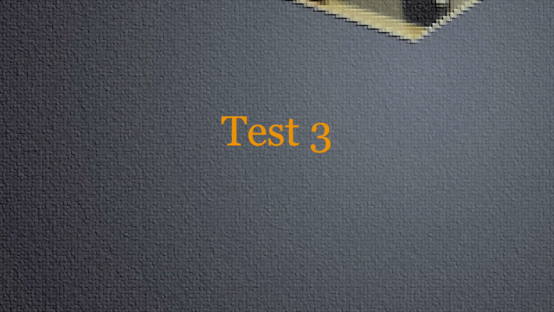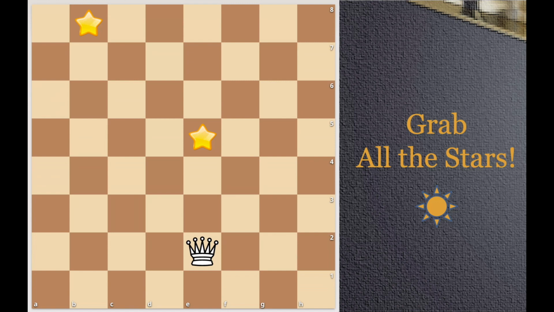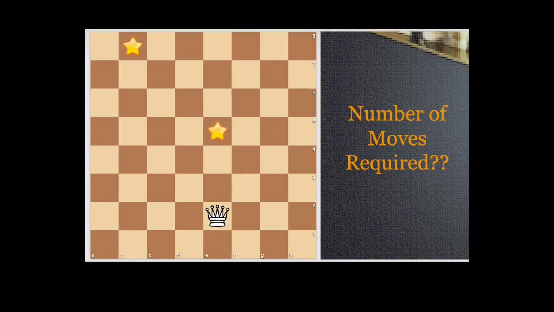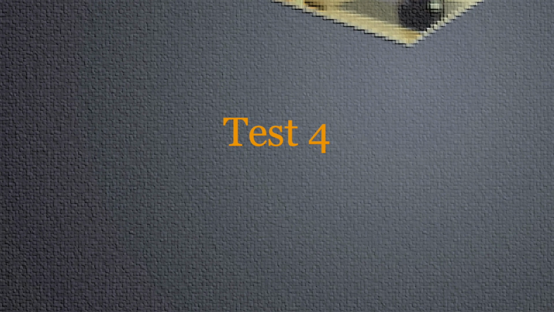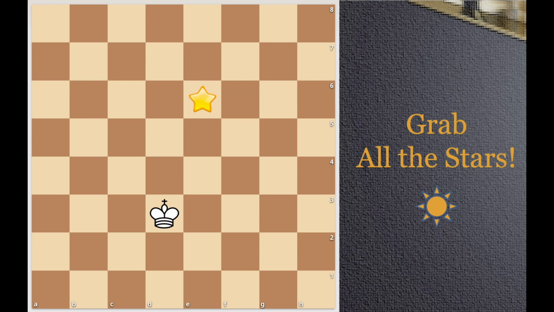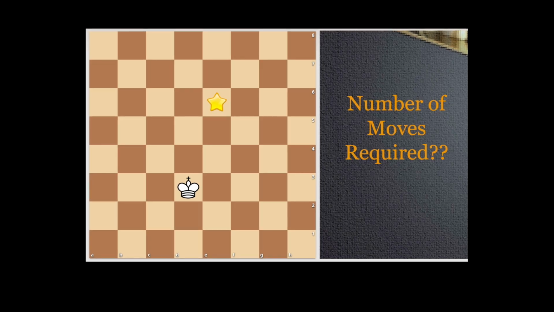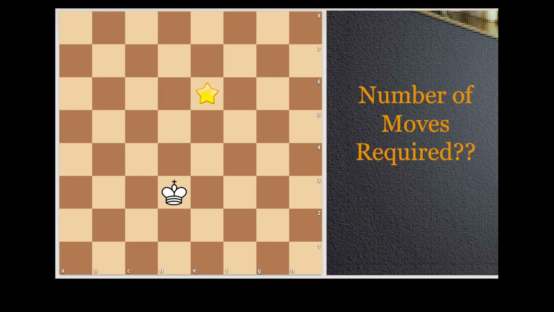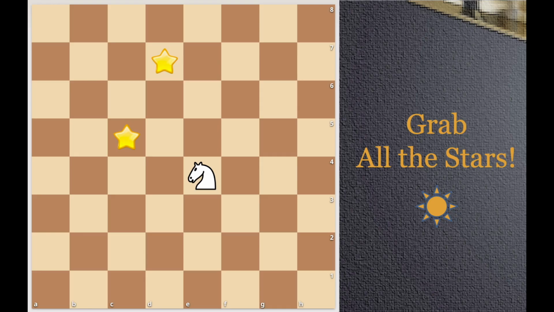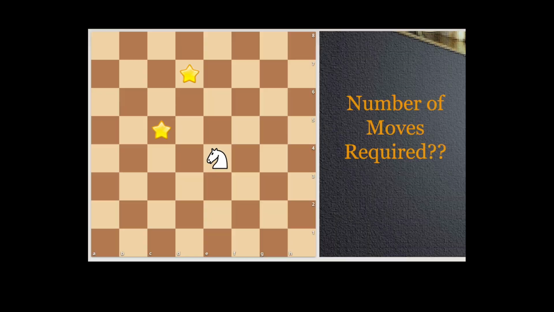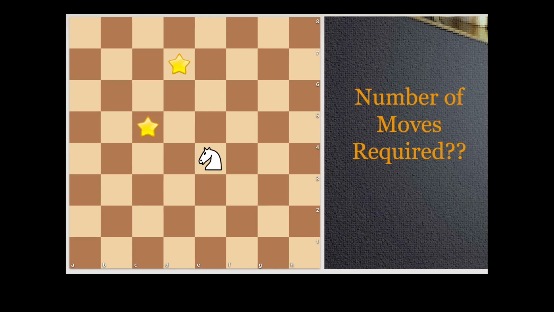Now let's grab the stars using the queen. How many moves are required to grab all the stars? Now let's grab the stars with the king. So what do you think? How many moves are required for the king? Now the next problem is the knight has to grab both of the stars. Please do watch my next video for the solutions.